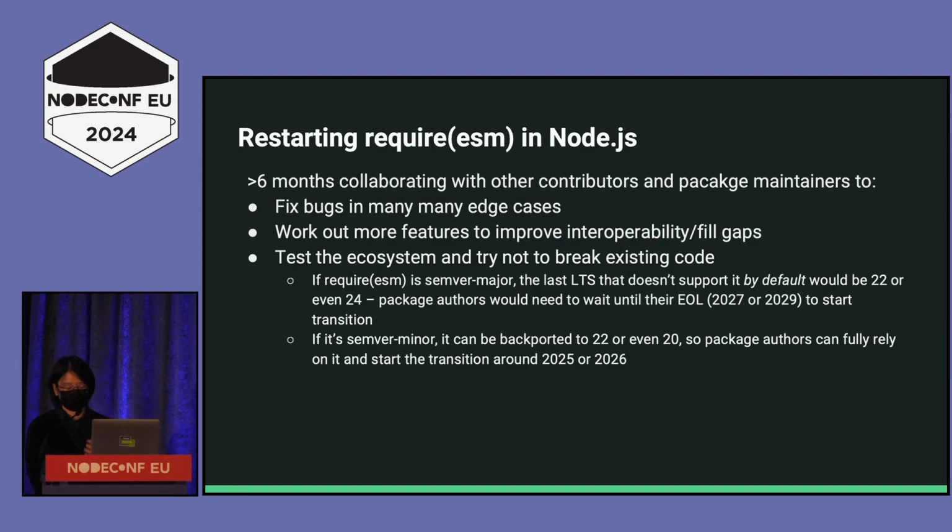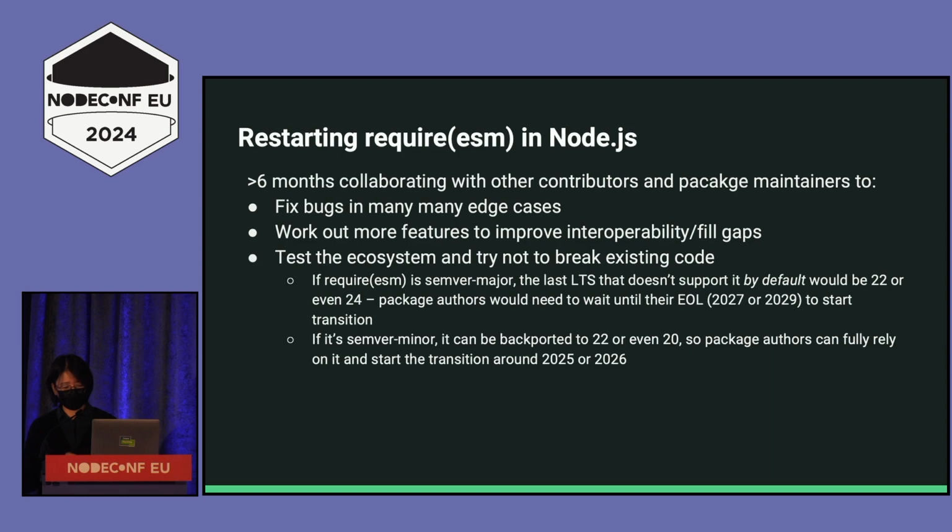But landing the first pull request was just the beginning, and that turned out to be the easiest part. In the following month, I got a lot of help from other contributors and package maintainers, people like Jeffrey, Guy Bedford, Nicola from Babel, and Jake from TypeScript, and many more others. We tested out on packages in the ecosystem, fixed bugs on edge cases, and worked out more features to improve module interoperability.